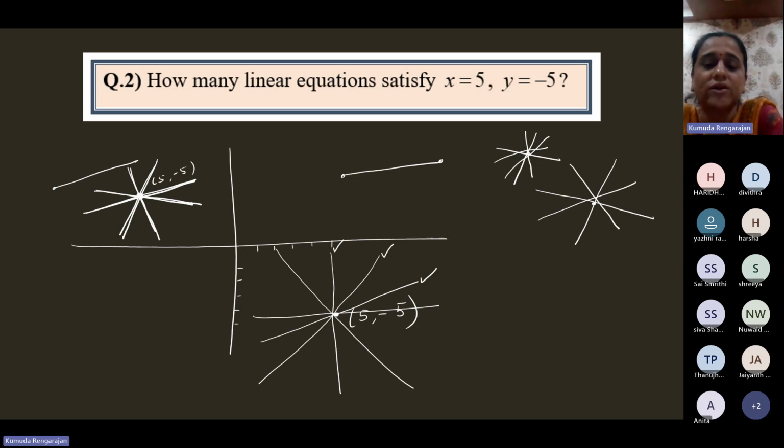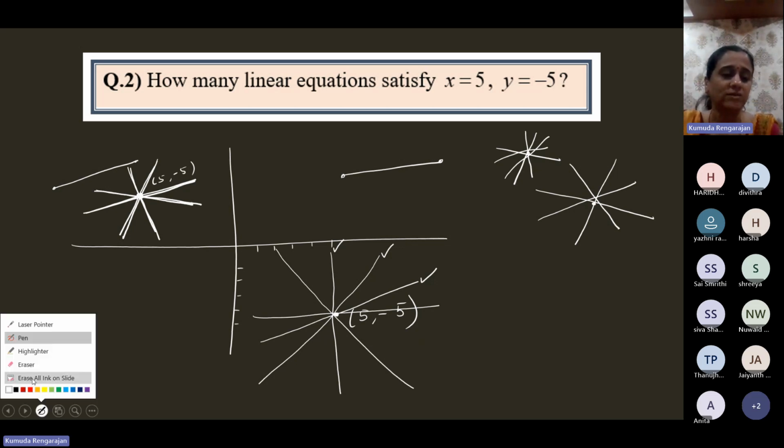Since we can draw infinitely many lines passing through a given point, the point (5, -5) can lie on infinitely many lines. These are different lines, and they will have different linear equations. So how many linear equations satisfy this? Infinitely many linear equations can satisfy the point (5, -5).